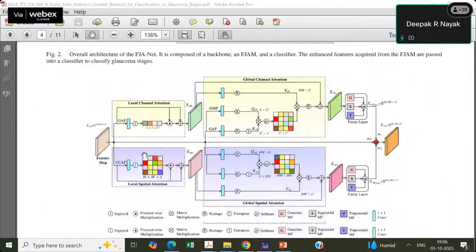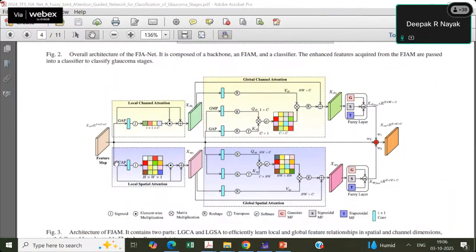So here is the attention mechanism which we have proposed. Please go through it. This is a very interesting attention mechanism, where you can see different types of channel mechanisms. One is local, which we have already seen. There is something called global channel attention. We have used both of them. We use the local channel attention just before the global channel attention, followed by something called a fuzzy layer.